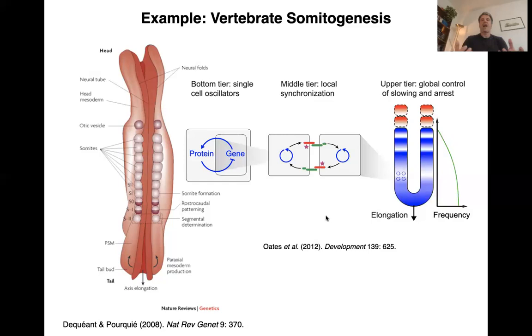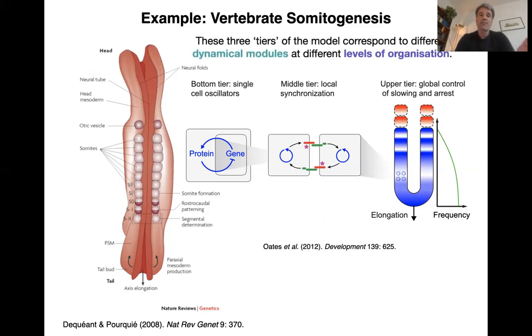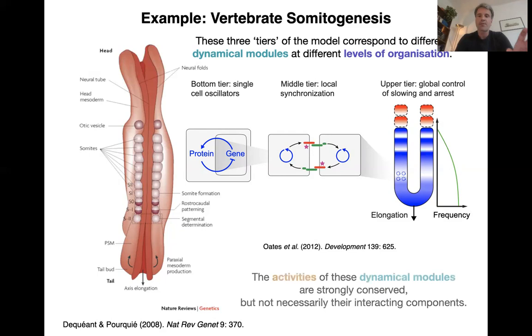So this is a classical example of three different dynamical modules. You can take the process apart, and here you also see that different levels of organization in this mechanism don't necessarily have to represent different spatial scales, okay? So it's an organizational hierarchy, not necessarily a spatial hierarchy, that interacts here. What is important is that these three tiers correspond to different dynamical modules at different levels of organization, and that the activities of these dynamical modules are strongly conserved across all vertebrates, but not necessarily their interacting components.